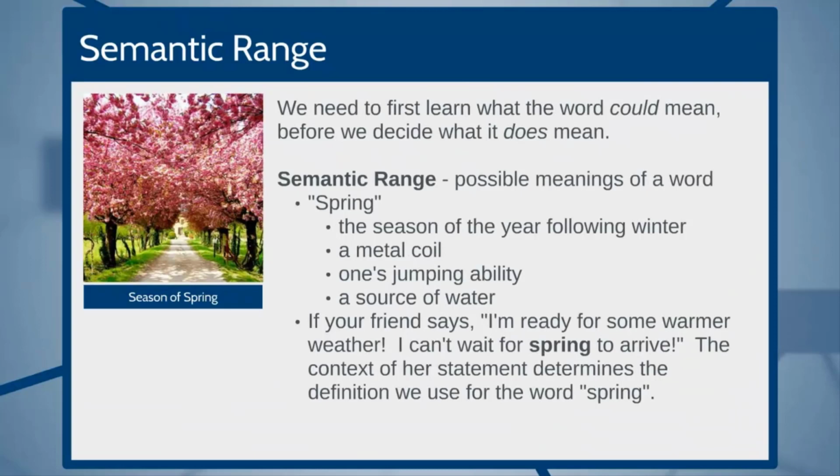The semantic range, what is that? Well, first we need to learn what the word could mean before we decide what it does mean. And remember, we talked about the term spring just a couple slides ago. Well, let's use that as an example. There are a lot of possible meanings of the term spring. It could be the season of the year following winter. It could be a metal coil. It could be one's jumping ability. It also could be a source of water. So those are four very different possible meanings for the term spring.